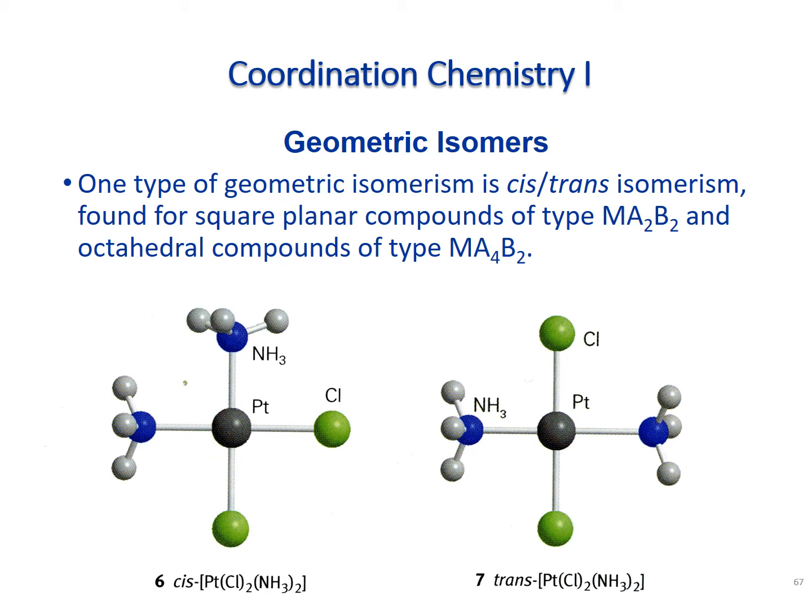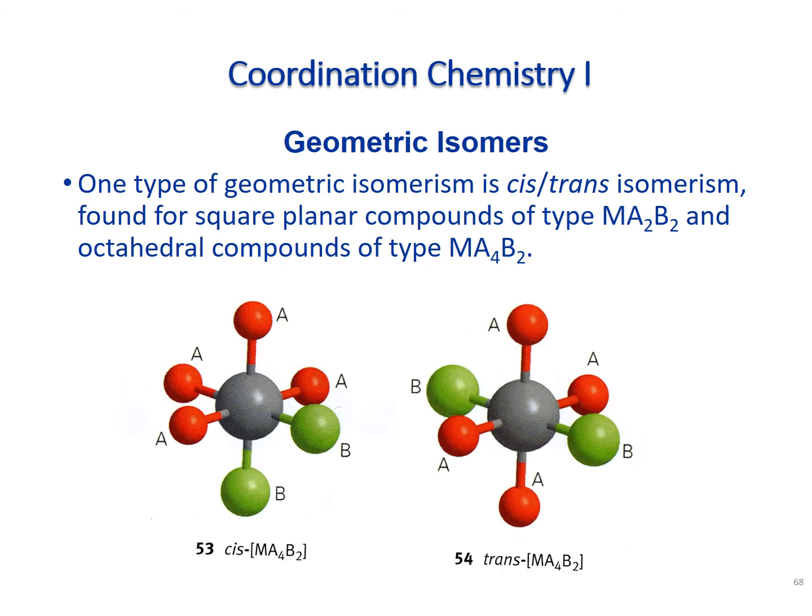When the chlorines, or whatever those two ligands are, are arranged on the same side, that's cis. If they are opposite each other, it's trans. And again, this is the square planar orientation. When we're dealing with octahedral compounds, let's say we have ligand B, when they're next to each other, 90 degrees to each other in octahedral complexes, that is cis. If they're 180 degrees from each other on opposite sides, that would be trans.